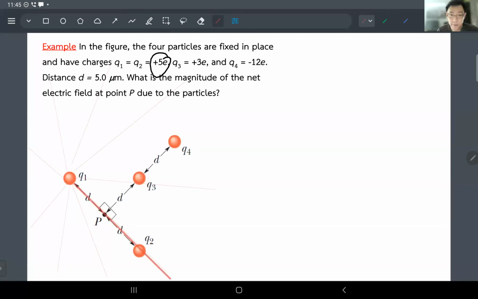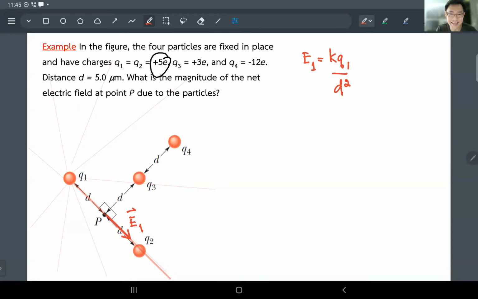At P, you're going to have an electric field vector coming from Q1 pointing away from it. Done. That's the first one. I can name this one E1. Let me use color coding here. E1 vector. And if you want, I can find the magnitude of E1 right away. It's going to be k Q1 over D squared. Cool?